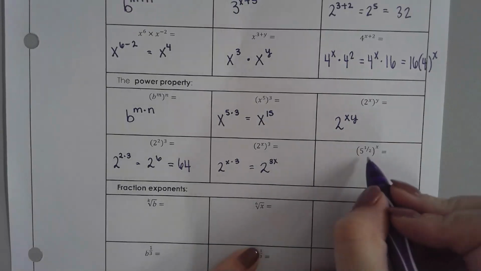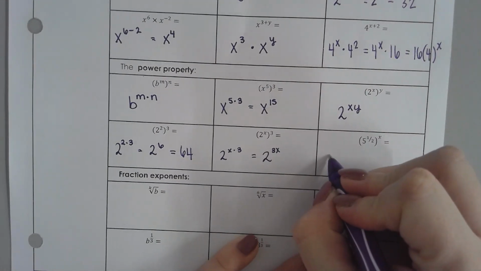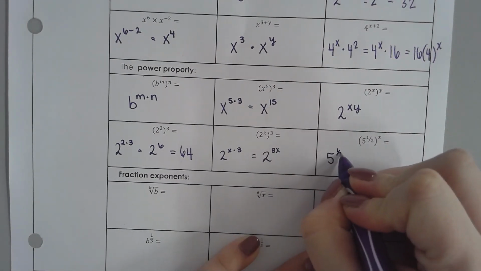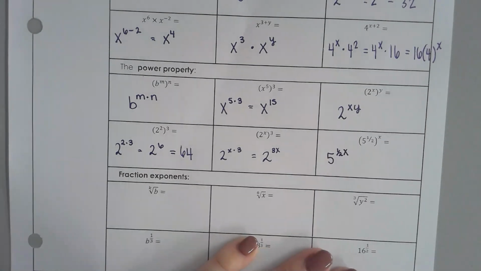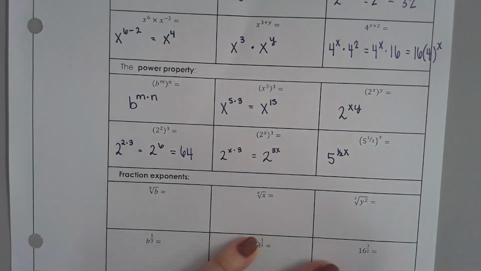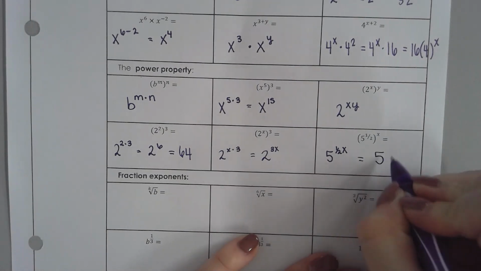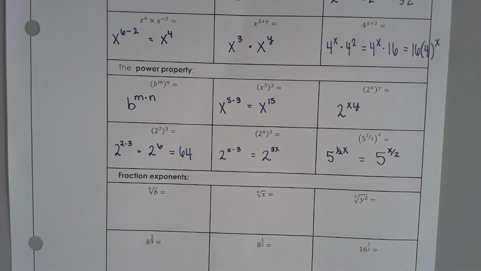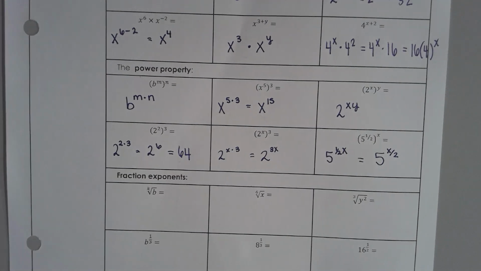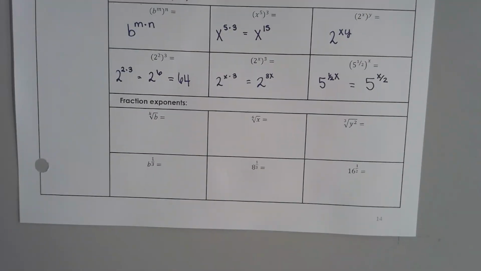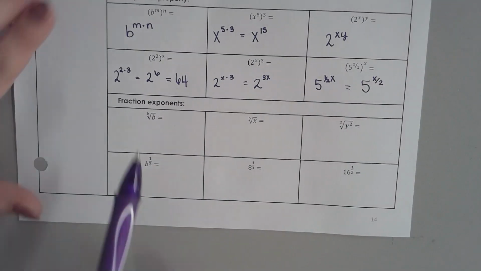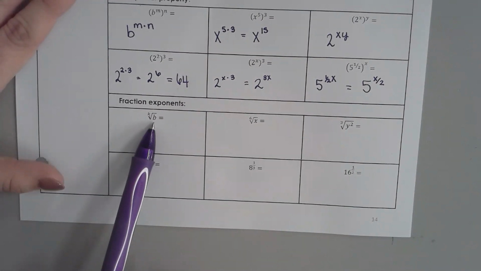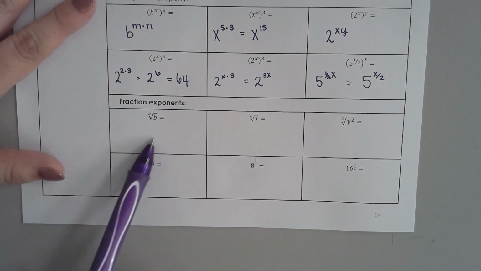And then this last one would be 5 to the 1/2 x, 1/2 times x. You might also see that as 5 to the x over 2. 1/2 times x is the same as x over 2. The thing that's going to be new probably to you, when you have fraction exponents.